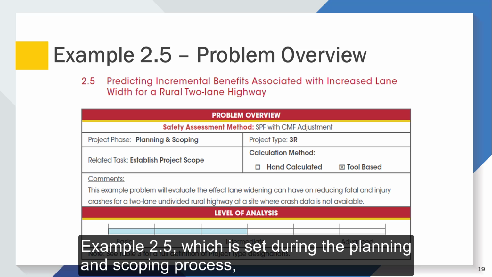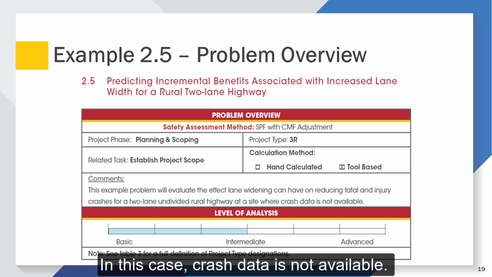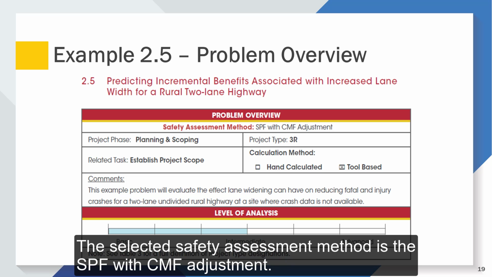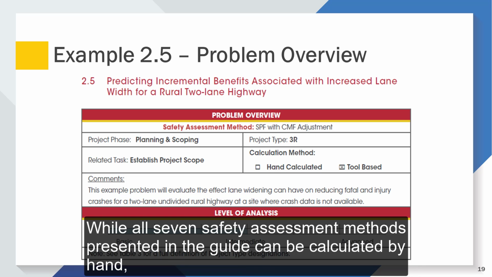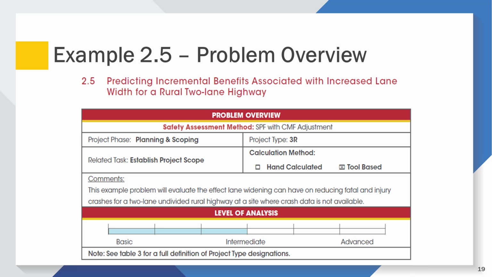Example 2.5, which is set during the planning and scoping process, evaluates the effect of lane widening on fatal and injury crashes on a 2-lane rural highway. In this case, crash data is not available. The selected safety assessment method is the SPF with CMF adjustment. While all 7 safety assessment methods presented in the guide can be calculated by hand, the choice is to use a tool-based option. This will require an intermediate level of analysis.